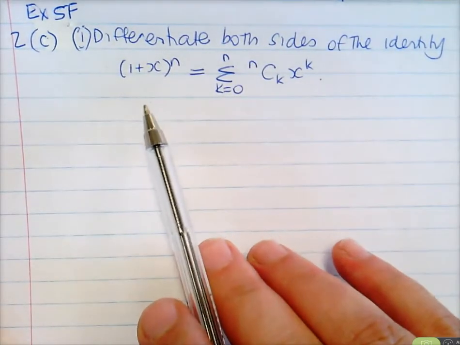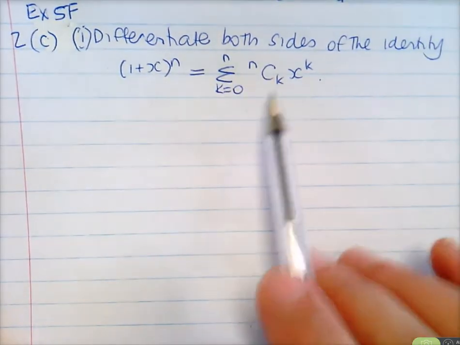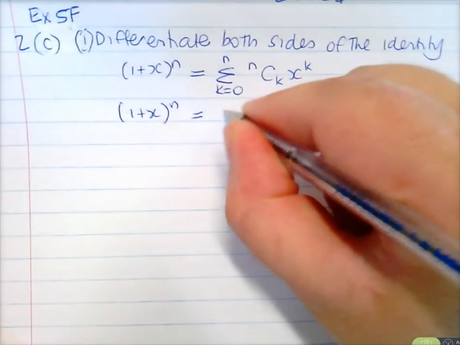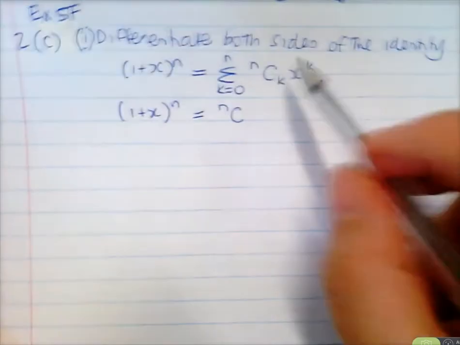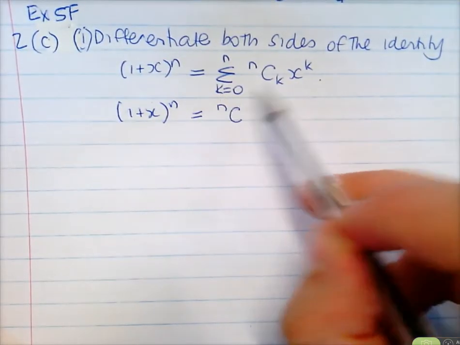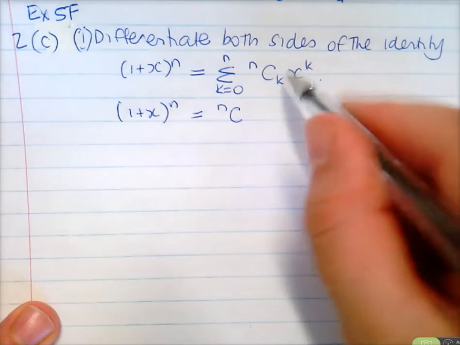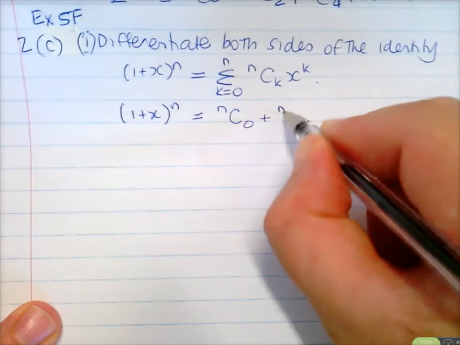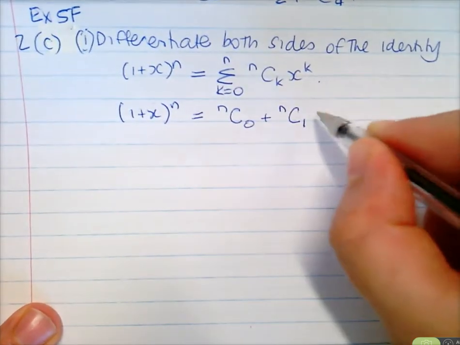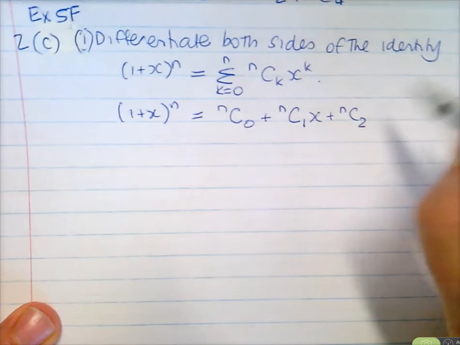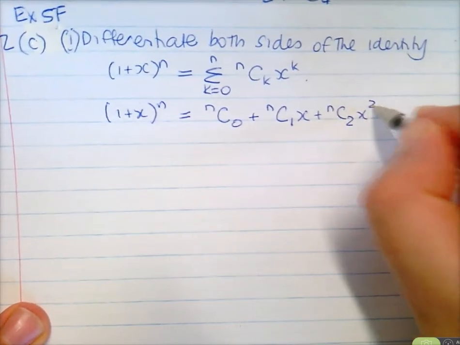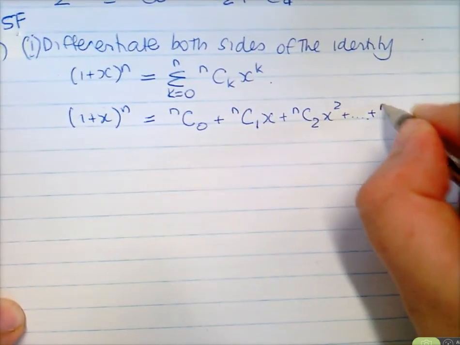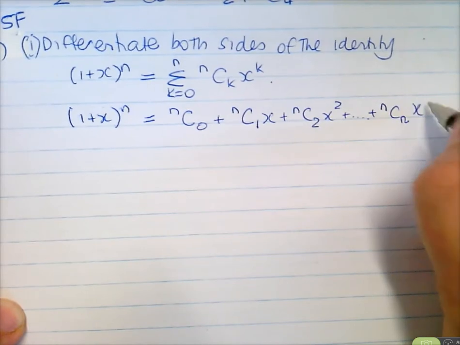Now, the left-hand side is easy to differentiate, but the right-hand side, what I like to do is expand it first, because if I just write out what the right-hand side is, it's the sum of all terms from k equals 0 to k equals n. So the first term would be nC0, x to the 0 is 1. The second term would be nC1, x to the 1, or nC1 x. The next term would be nC2, x squared. Plus, I'm not going to put all the terms in. The last term would be nCn, x to the n.